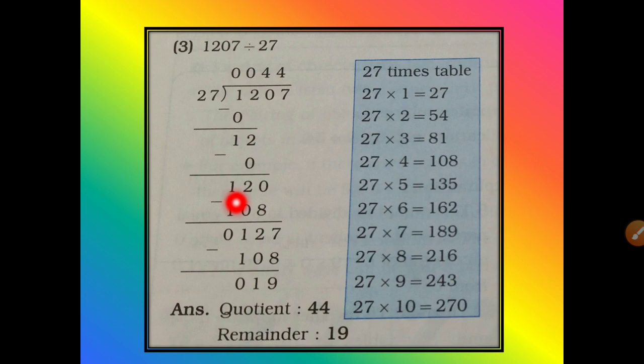Now this number is 120. This number is bigger than 27. So this number will come in the table of 27. For that we will write the table of 27. Now find out, is 120 there in the table of 27? No, but the smaller number is there, that is 108. So 27 4s are 108.